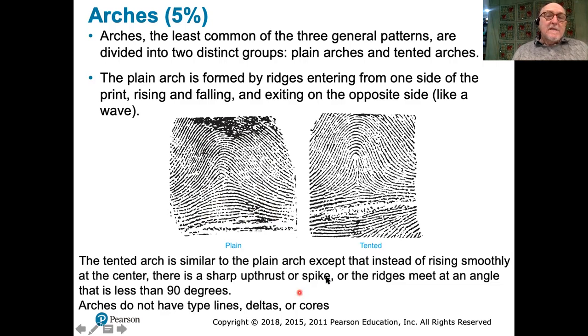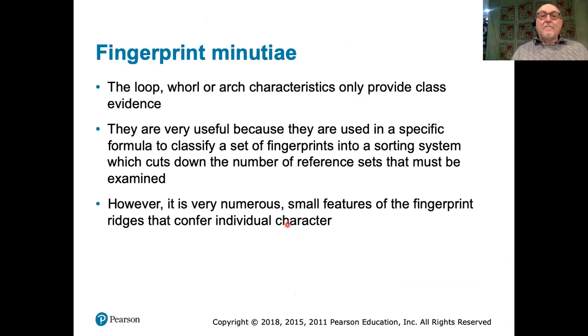These are the rarest. The arch can be very compressed and form almost like a spike here, and that is called a tented arch. This is an open or plain arch. This is a tented arch here. So those are just those shapes: loop, whirl, arch.